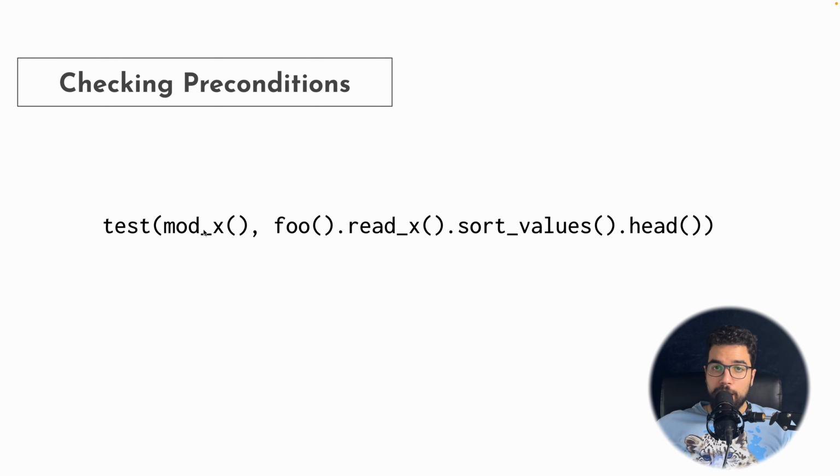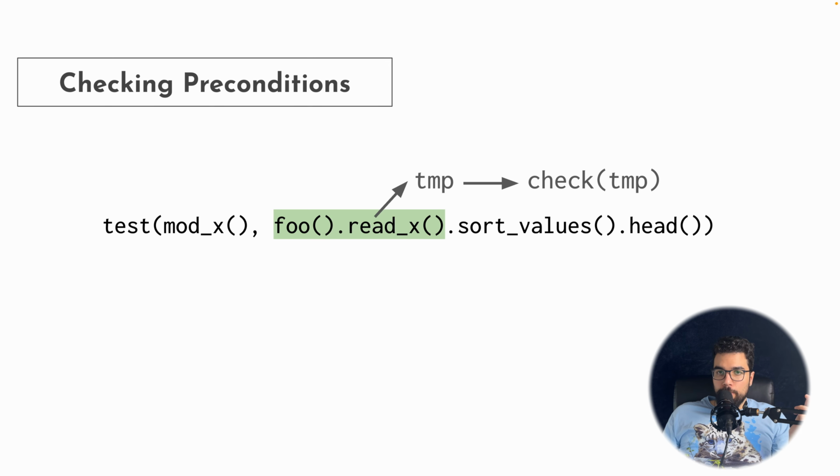The question is, how do we test that? We can't really check this whole expression, say, before the call to test, because then, in our precondition checking, we're going to be using an obsolete value of x. So what we need to do is perform the check right exactly here, right when this expression would originally be called. So we need to bind the result of this expression into a variable and then check the preconditions on this variable.